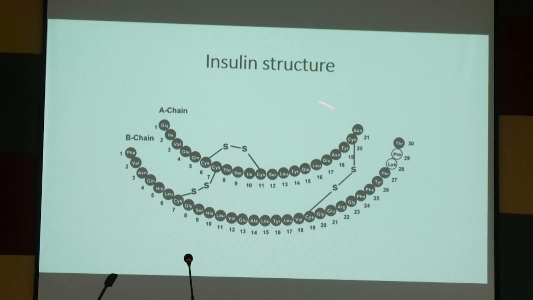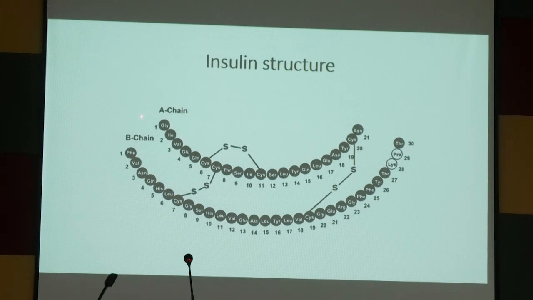So this is the structure of insulin. So what is insulin? Hormone. It is secreted by which gland? Pancreas. Endocrine or exocrine? Endocrine part of the pancreas.